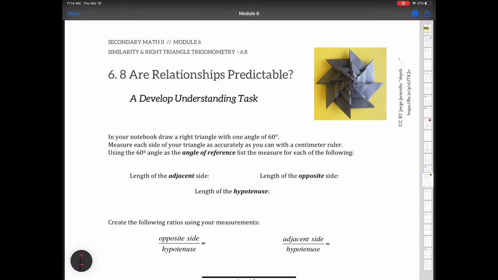List the measures for each of the following. I'm just going to sketch one real quick right here, and I'll let you do all the measuring. This is going to be my 60-degree angle. When they say the length of the adjacent side, it's the leg that is touching that angle. So that's going to be this leg right here. It's one of the sides of the angle, so that's the adjacent side.